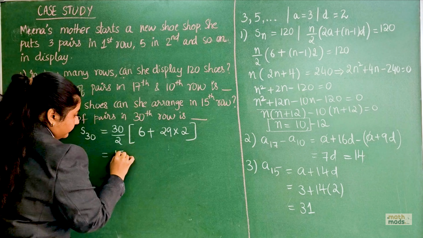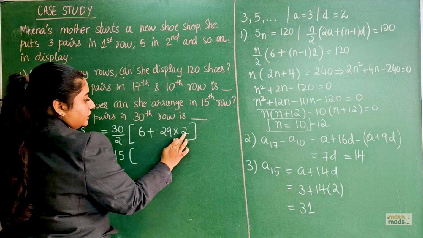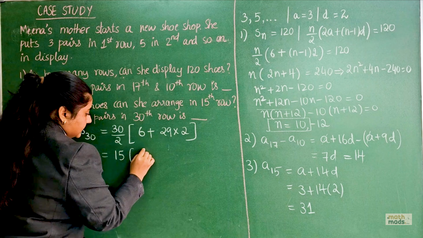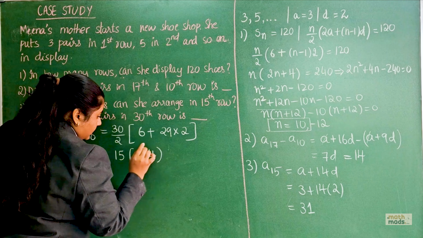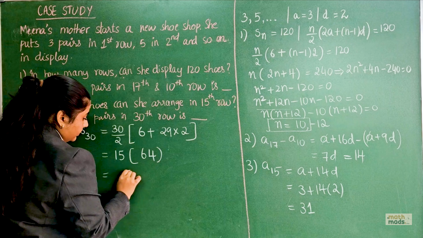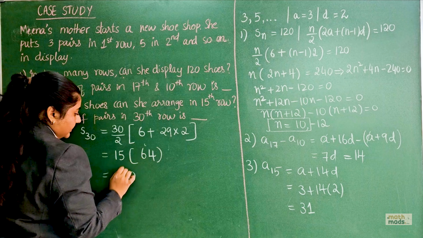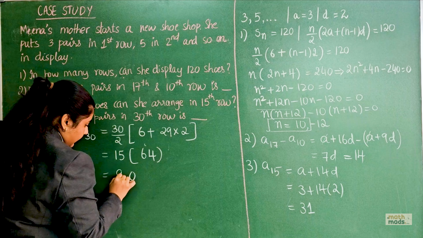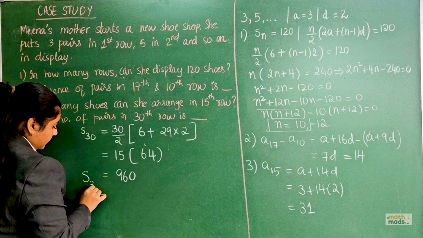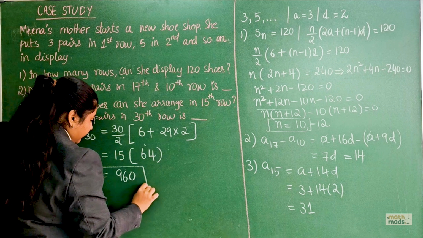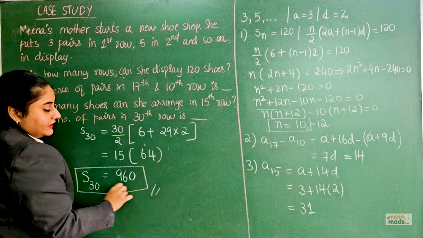So this is equal to 15 into 29 into 2 is 58. 58 plus 6 is 64. So now if I multiply this, what am I going to get? 15 4s are 60. 15 6s are 90, plus 6, 96. So up to 30 rows, the total number of shoes will be 960.